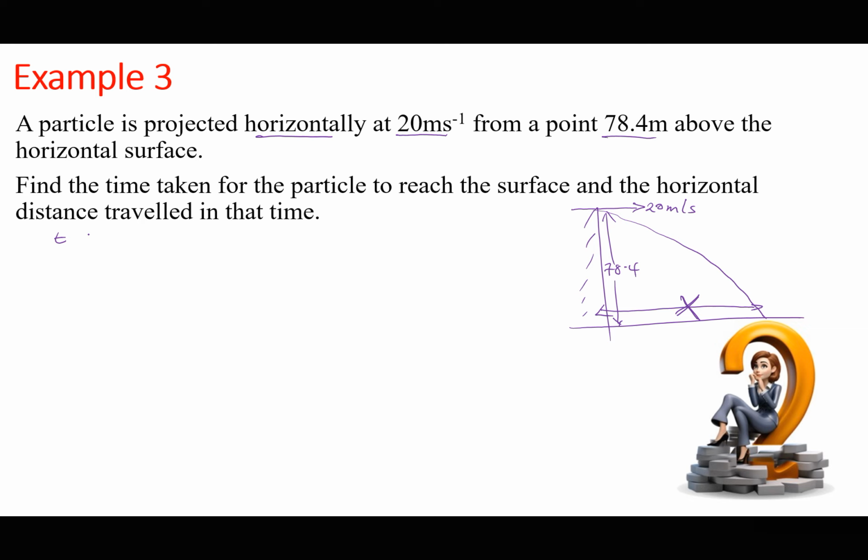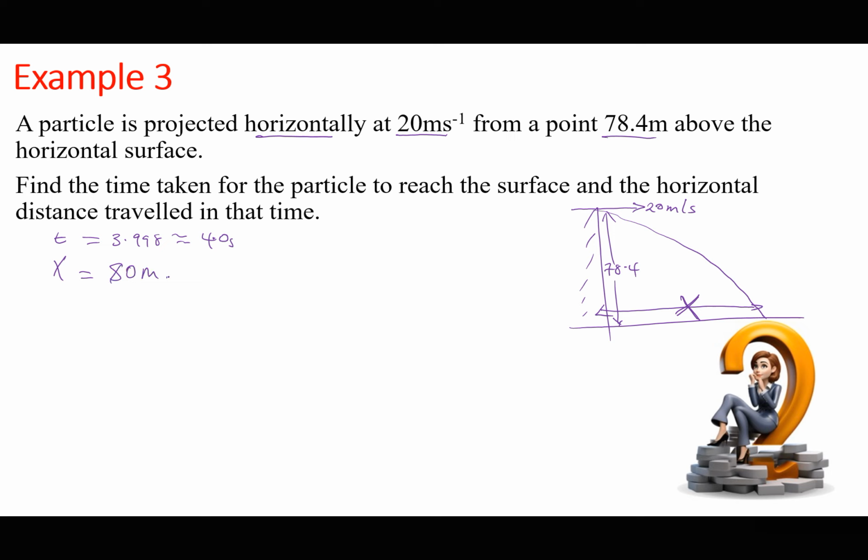So h is 78.4 times 2 divided by 9.81, square root of the answer. So I expect that when you calculate this, you get the time as approximately 3.998 or approximately 4.0 seconds. Then x in the horizontal, I expect your value of x to be just 20 times 4. It should be 80 meters.